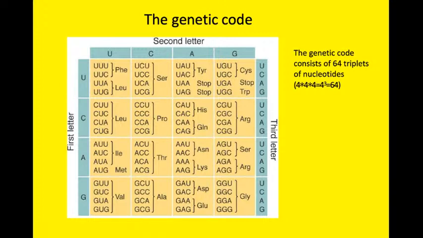First letter, second letter, third letter. So this is how you make your genetic code. So UUU, UCU, UCA, UCG like this, and then there are stop codons, UAA, UAG, UGA. Then there is methionine as a start codon, AUG.